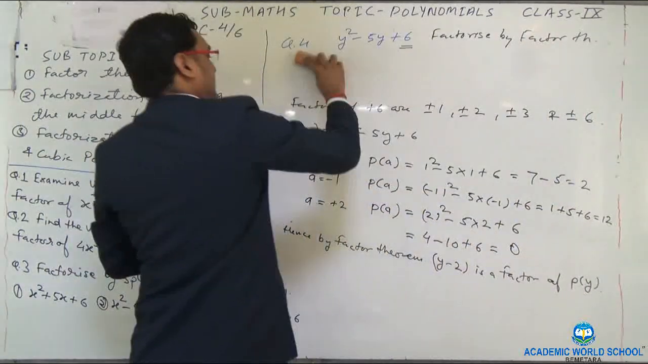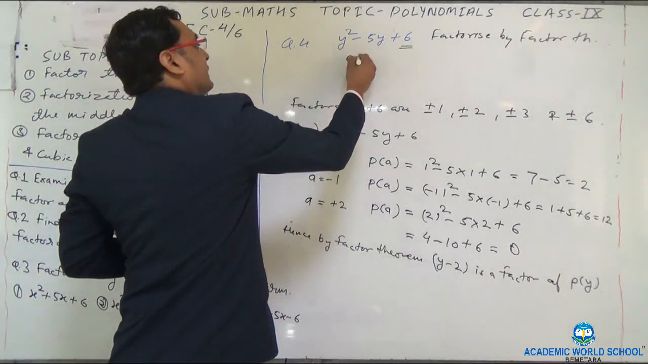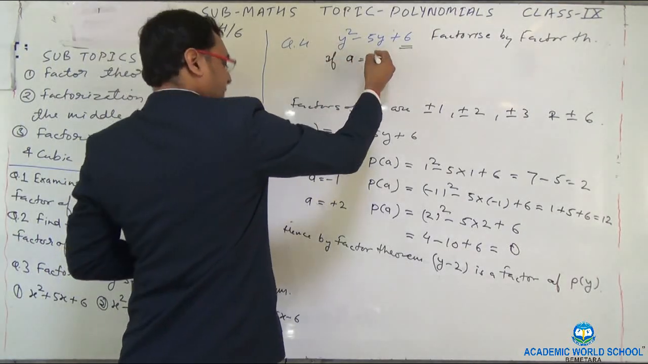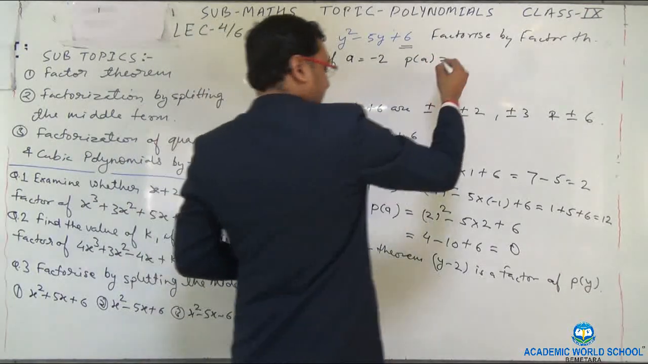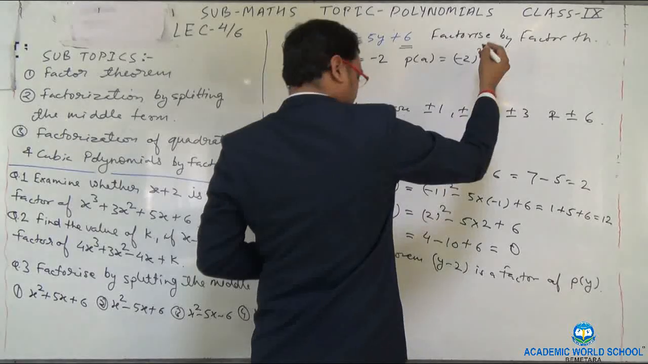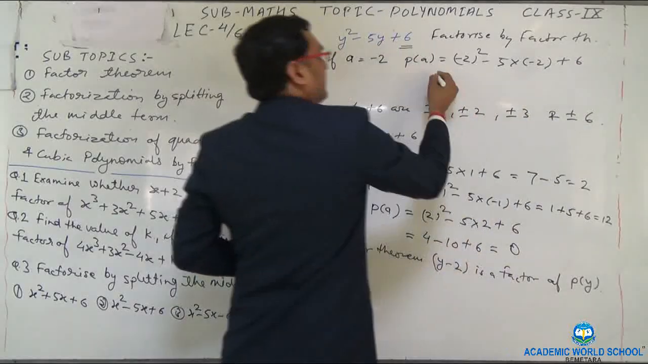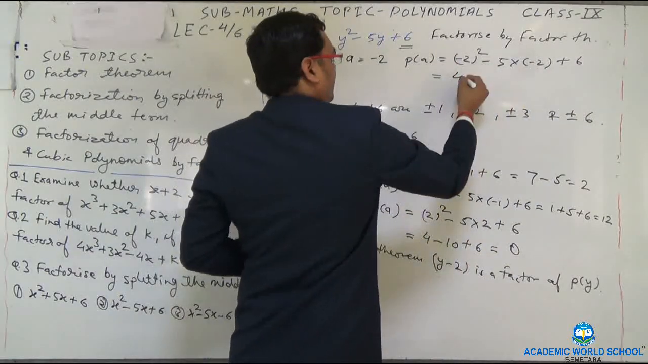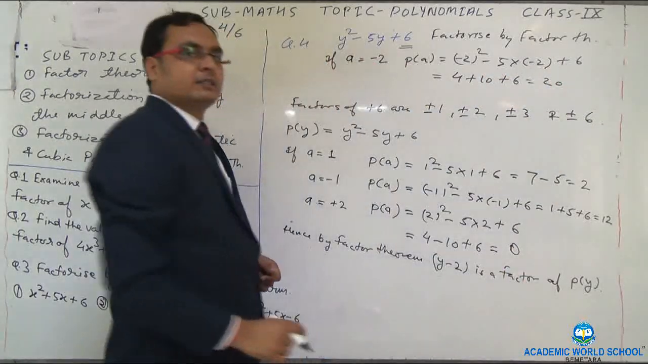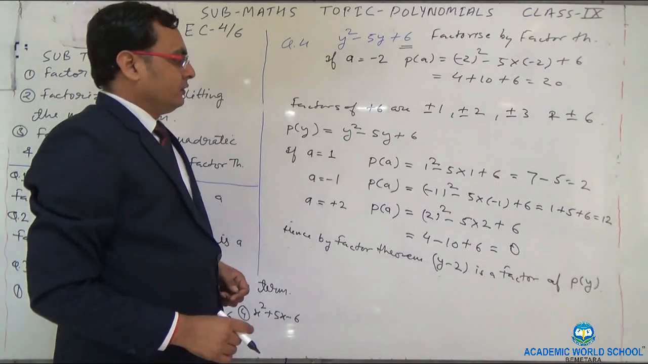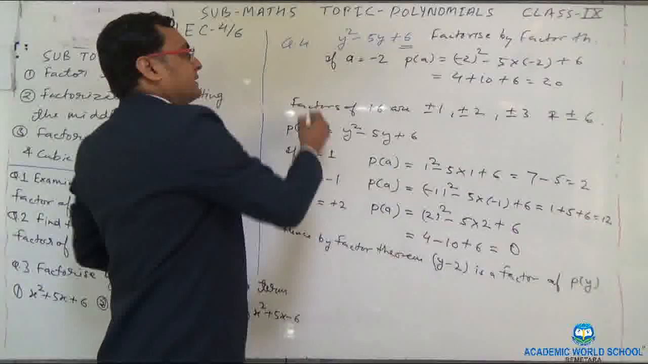So put here, if a is equal to minus 2, P(a) is equal to minus 2 square minus 5 into minus 2 plus 6. Minus 2 square is 4, minus 5 into minus 2 is plus 10 and plus 6, that is equal to 20. Here also the remainder is not 0, so this is not a factor. Now look at the next value, it is plus 3 and minus 3. We will check for that.